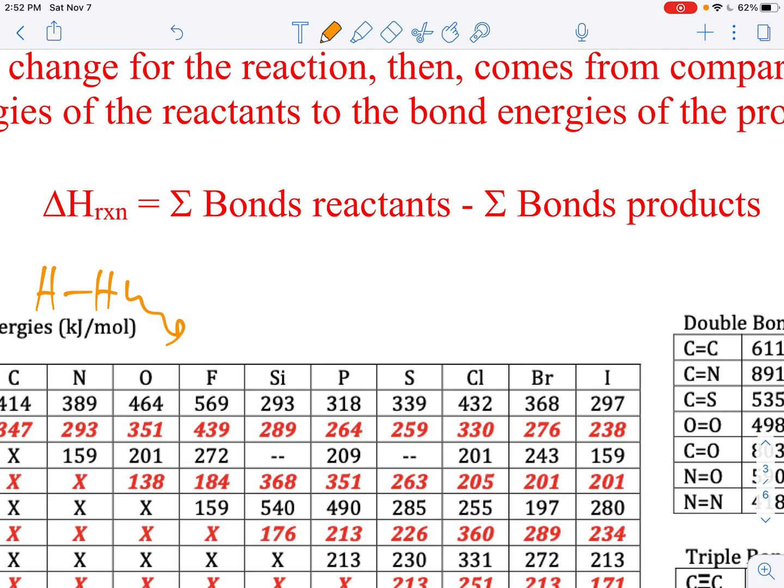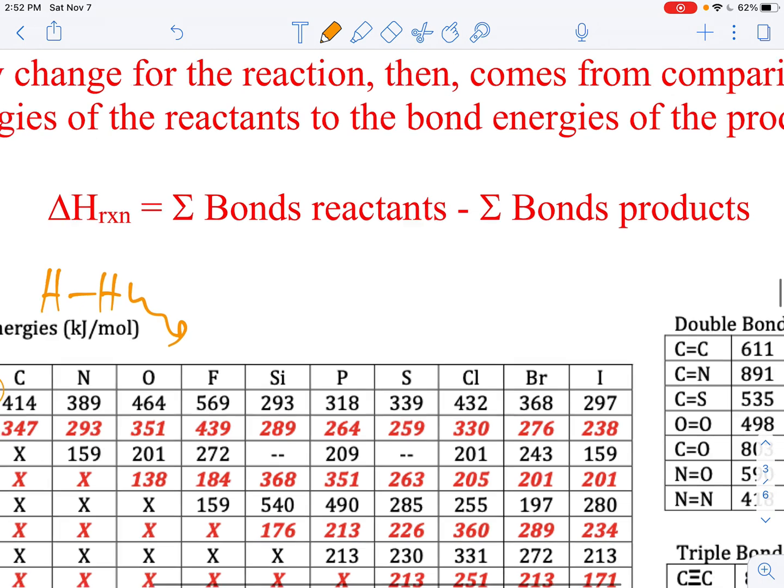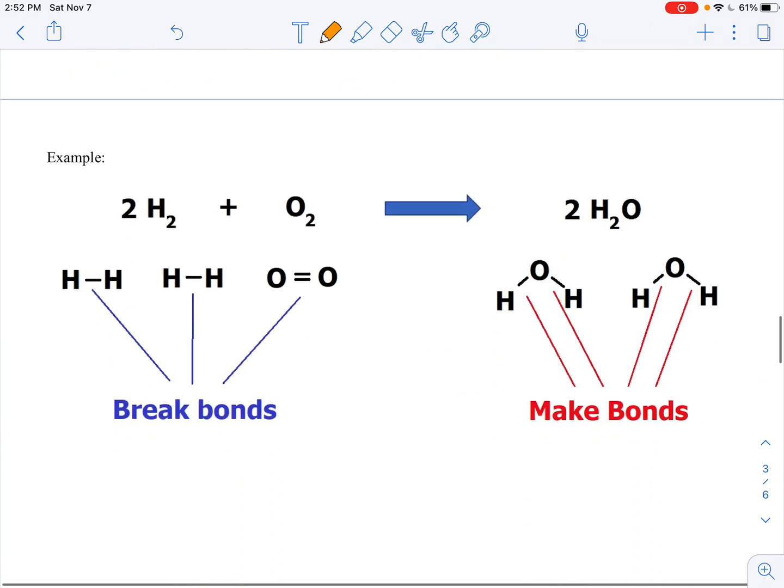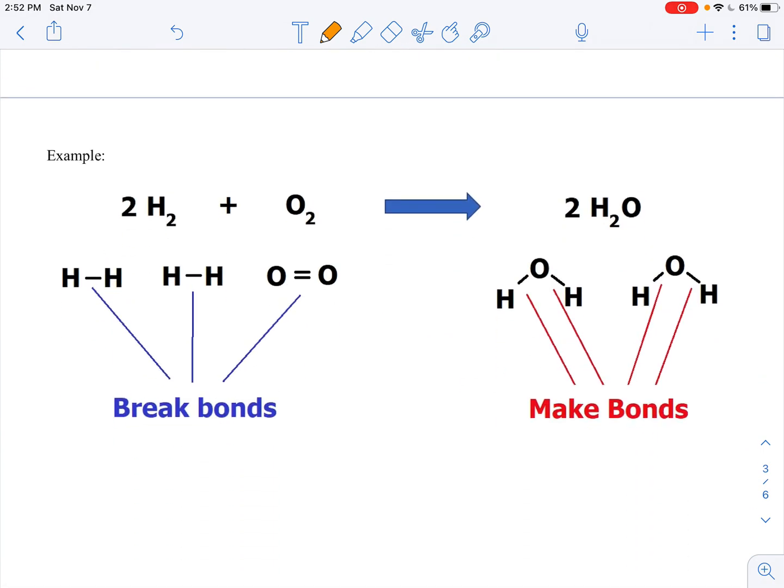And basically, there are lots of different ways that you can do this. You'll see it written different ways in different publications. But the short way of it is, if you add up all of the bonds of the reactants and subtract from that all of the bonds that you're going to make in the products, then you're going to end up with the delta H of the reaction. So let's check this out.